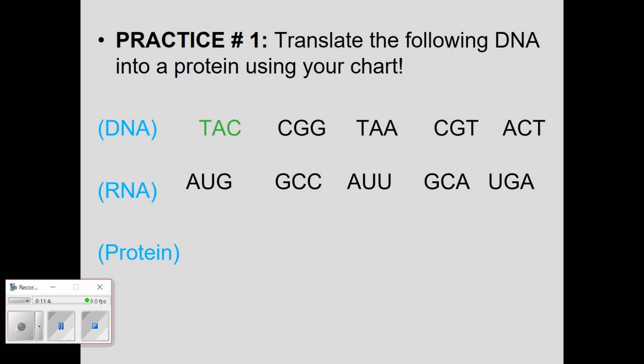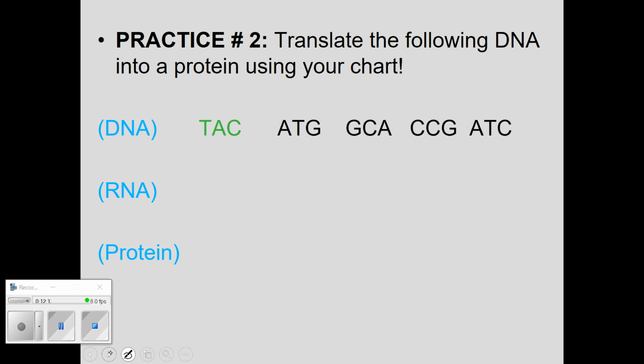Okay, as we know, AUG codes for methionine, or the start codon. GCC is alanine, AUU is isoleucine, GCA is alanine, and UGA is stop. Try practice problem number 2.